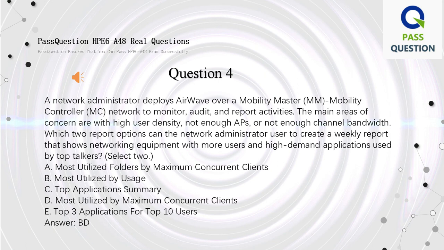Select 2. A. Most utilized folders by maximum concurrent clients. B. Most utilized by usage. C. Top applications summary. D. Most utilized by maximum concurrent clients. E. Top 3 applications for top 10 users. Answer: B, D.